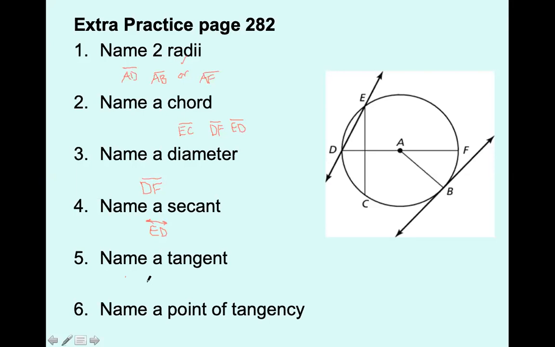All right, next we have a tangent. A tangent is a line that intersects a circle in one point. So it looks like this line here, which they don't really give us a good name for. We really need some other point on there, so I'm just going to make one. What letter haven't we used yet? Let's make it a G. So I could call it line BG.